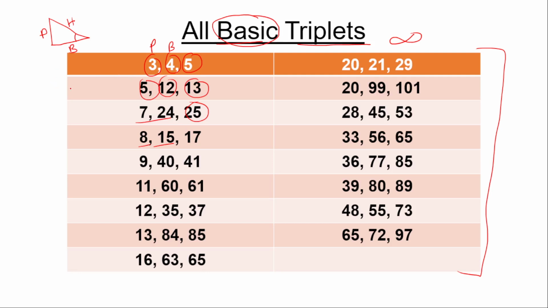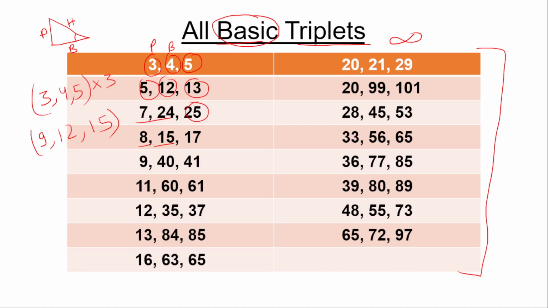Okay, and many other triplets can be made. For example, the first triplet is 3, 4, 5. If we multiply all the numbers by 3, then it will be 9, 12 and 15, right? So it is also a triplet. 9, 12, 15 is also a triplet.